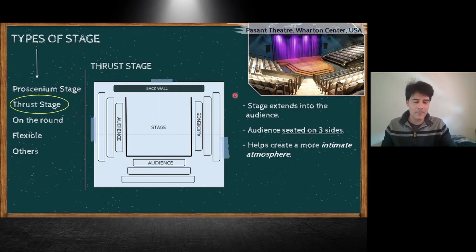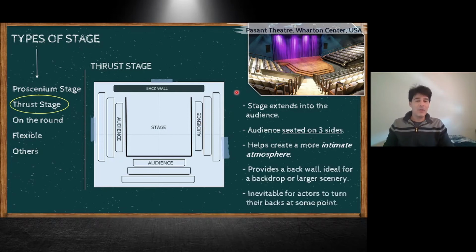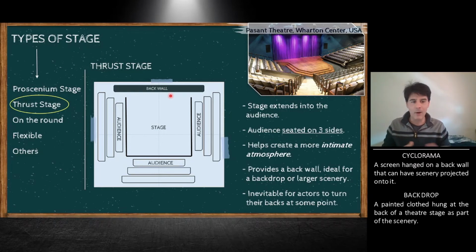And the great thing about this type of stage is that it has a back wall. So it has the intimacy of having the audience close and watching what's happening from three sides. But it also has a back wall that allows for larger scenery or for a cyclorama or a backdrop to be put there and better express or communicate the setting of the play.